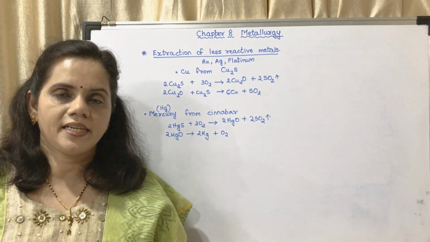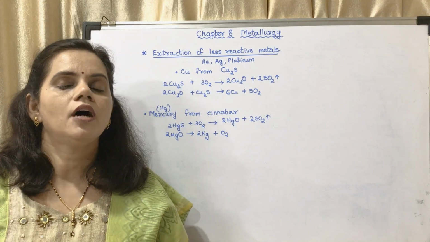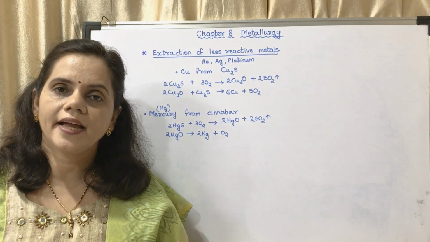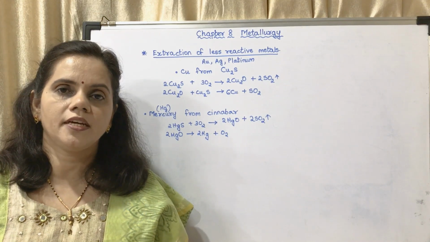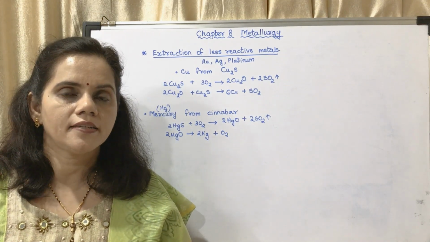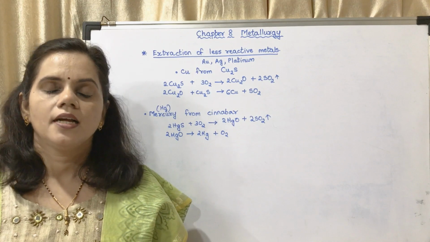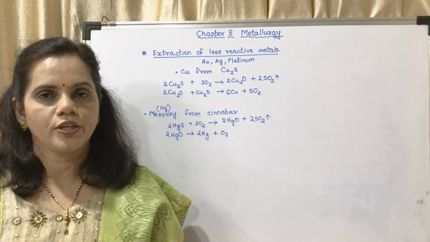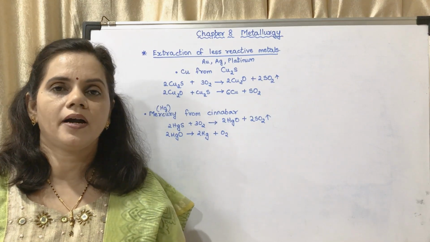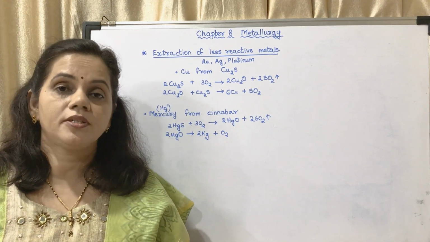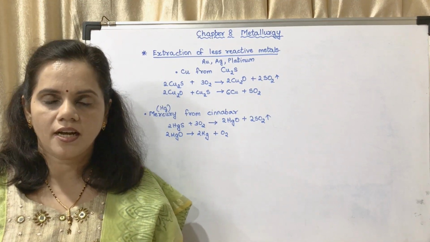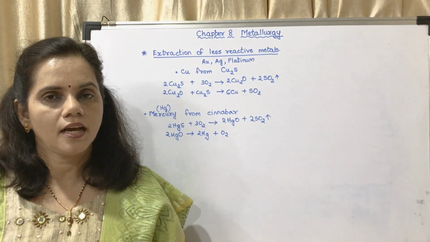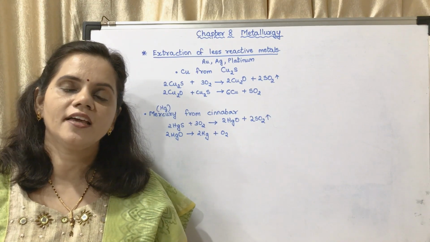So today we studied about extraction of metals: highly reactive, moderately reactive and less reactive. For highly reactive, we studied about aluminium. For moderately reactive, we studied about zinc. For less reactive, we studied about copper and mercury. This is a very important part of the chapter. There are several questions which are asked from this part. You may read the textbook and ask doubts if you are having any. Okay, thank you.